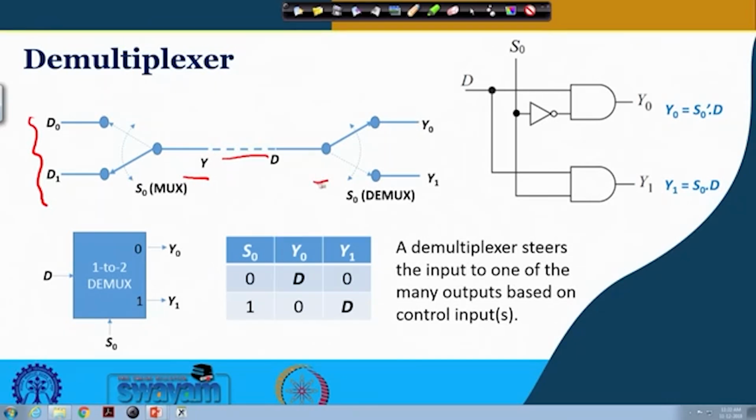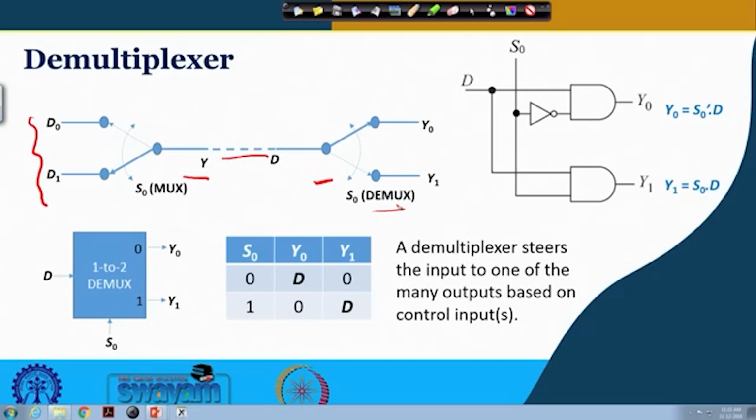Now, when it comes to the receiver side, say this is the receiver, and this is to be connected to multiple recipients, then there will be a control input to steer the input data to one of those recipients. So, this is just the opposite of the multiplexing operation. Multiplexing was many to one, here it is one to many. So, we have to functionally understand the function of it and realize the circuit.